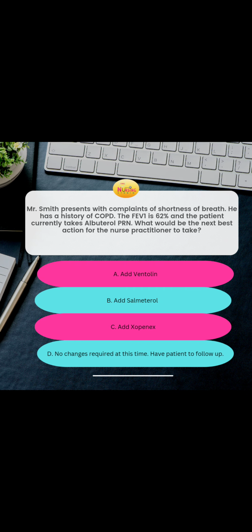All right, last question, number 3. Mr. Smith presents with complaints of shortness of breath. He has a history of COPD. The FEV1 is 62%, and the patient is currently taking albuterol PRN. What would be the next best action for the nurse practitioner to take? Read the stem of the question first, you guys. Take a few seconds to look over that. Tell me what you got, and then I'll go over it.